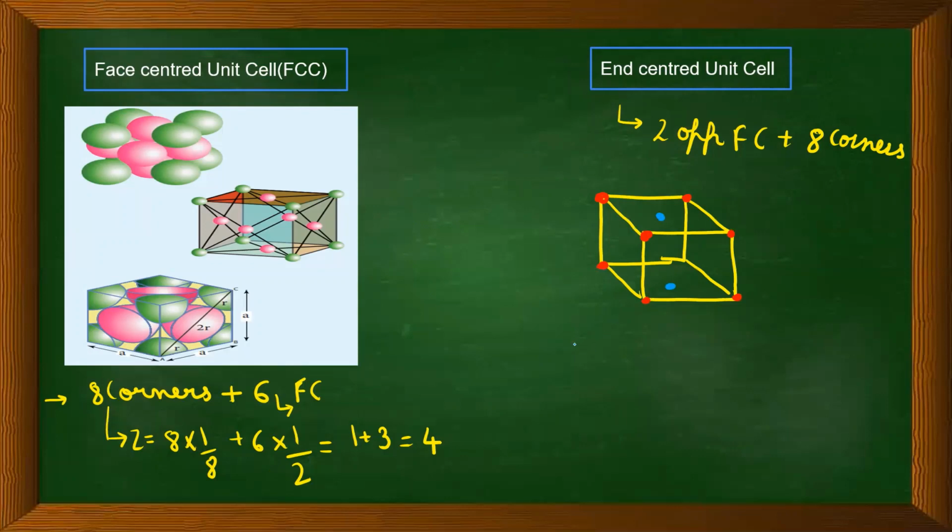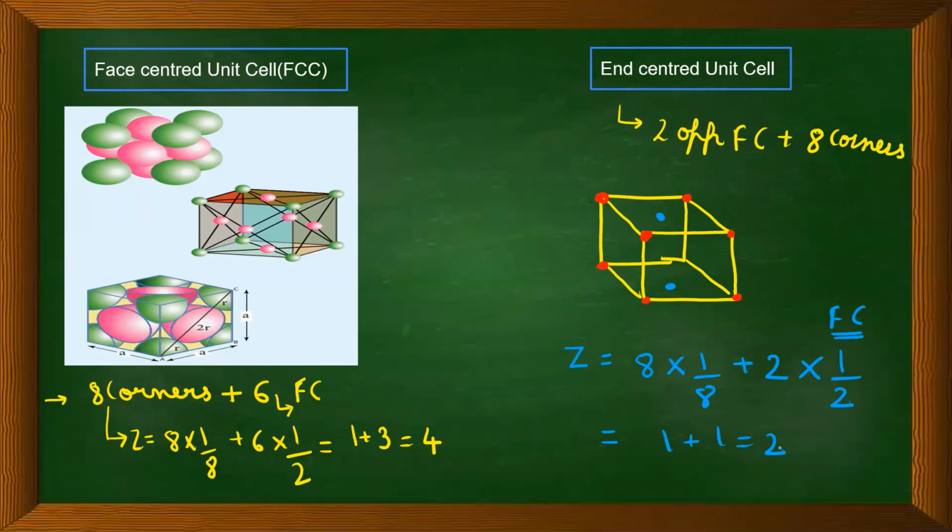So Z क्या होगा हमारे end centered के लिए? Let's see it. 8 particles are present at corners and particle present at corner contributes how much? 1 by 8. And only the 2 particles are present at the center of face and those contribute half because these are present at the face center. Okay, so Z is 1 plus 1 which is 2.